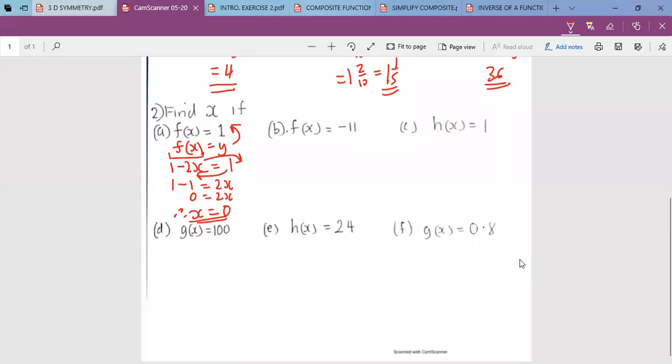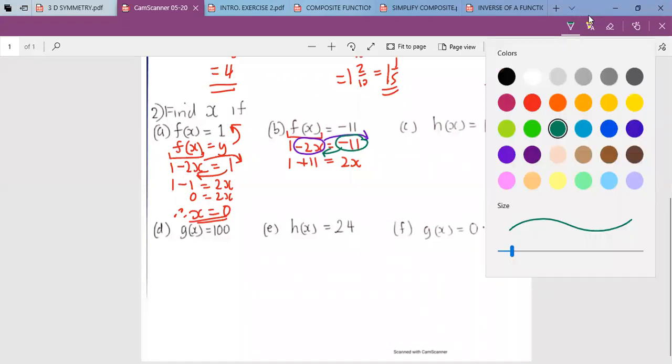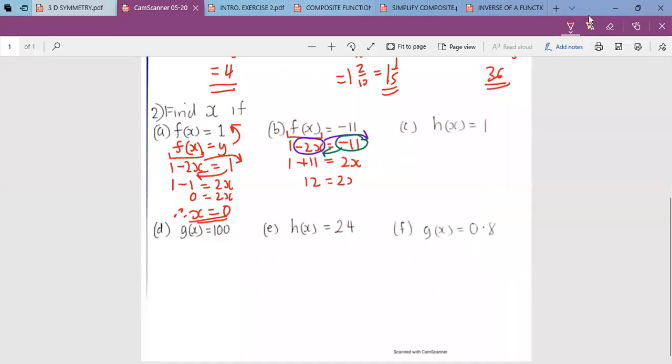Second one, also we shall replace f of x with 1 minus 2x. So I have 1 minus 2x is equal to minus 11. Remember, when you're finding x, you have to do substitution. You remove f of x, you keep its function. All right, so you collect like terms again. So 1 plus 11 is equal to 2x. This negative 2x comes to the other side, and this negative 11 comes this side. So when I work it out, I get 12 is equal to 2x. So when I divide by 2, I get my x is 6.